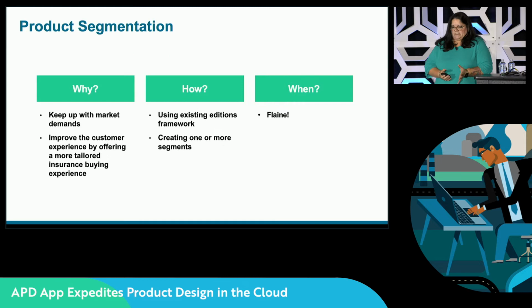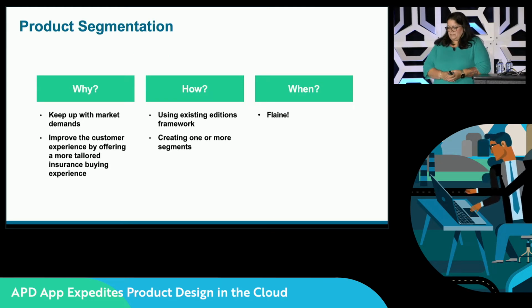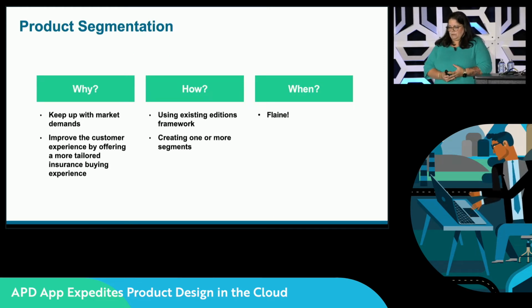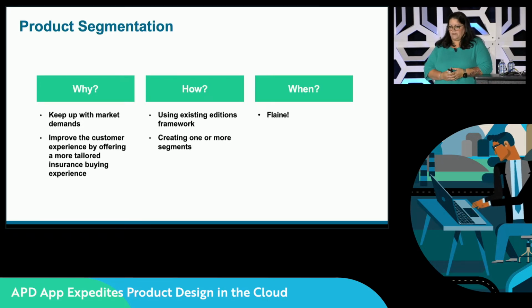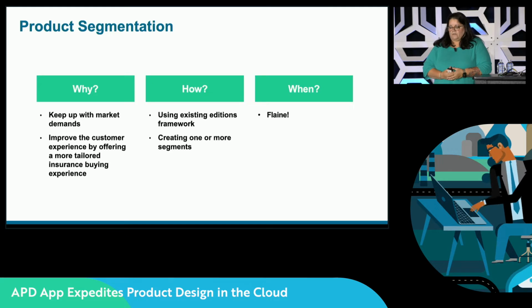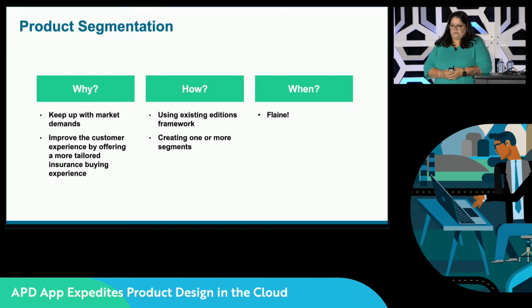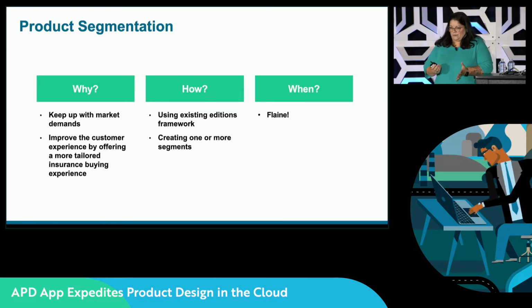So let's talk more about product segmentation. Why would you use it? Well, the obvious reason is that you would want to change your products to keep up with your market demands, but they're always changing. You want to improve your customer experience, your insurance buying experience, by tailoring your offering to meet your customer needs. So they don't have to worry about what kind of coverages they want, if they're a hairdresser or if they drive a Tesla. How will you do that? Well, it's interesting. You'll use the existing framework that you're already familiar with, additions, just creating more segments for that. And when can you do it? Of course, you can do it in Flame.